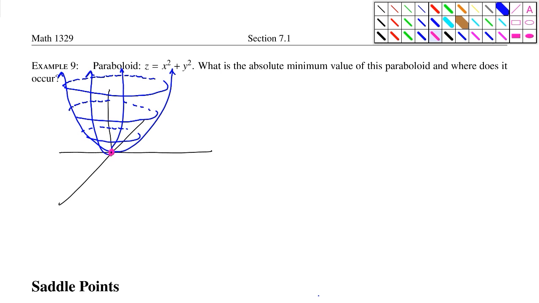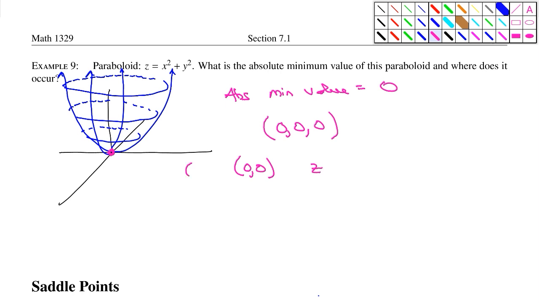Now, what is the minimum value for the paraboloid? Well, the minimum value occurs right here. The minimum value, absolute minimum value, is 0. And where does it occur? It occurs at 0, 0, 0. Right? So the domain value would be 0, 0, and then the z value, right? So this is the x, y, and then the z value is 0. And this is the point where it occurs, 0, 0, 0.